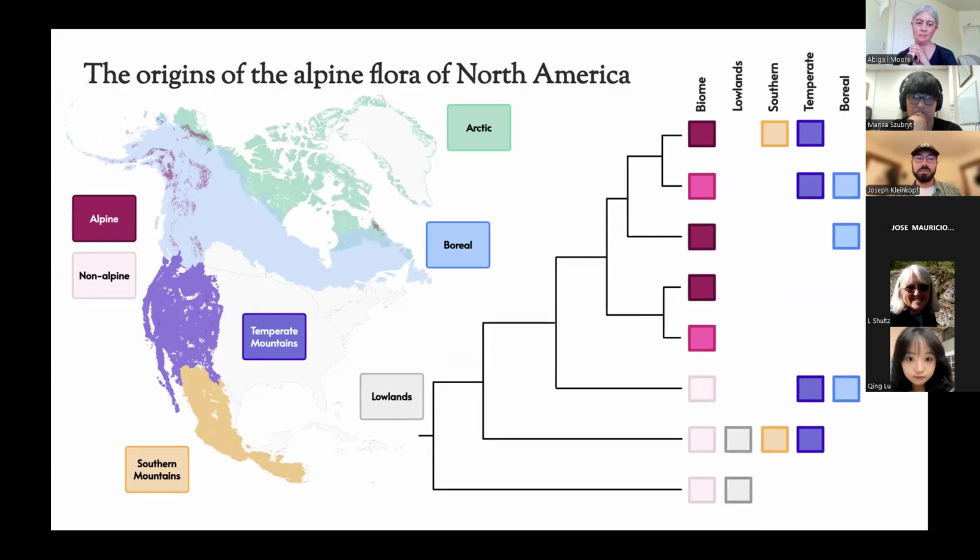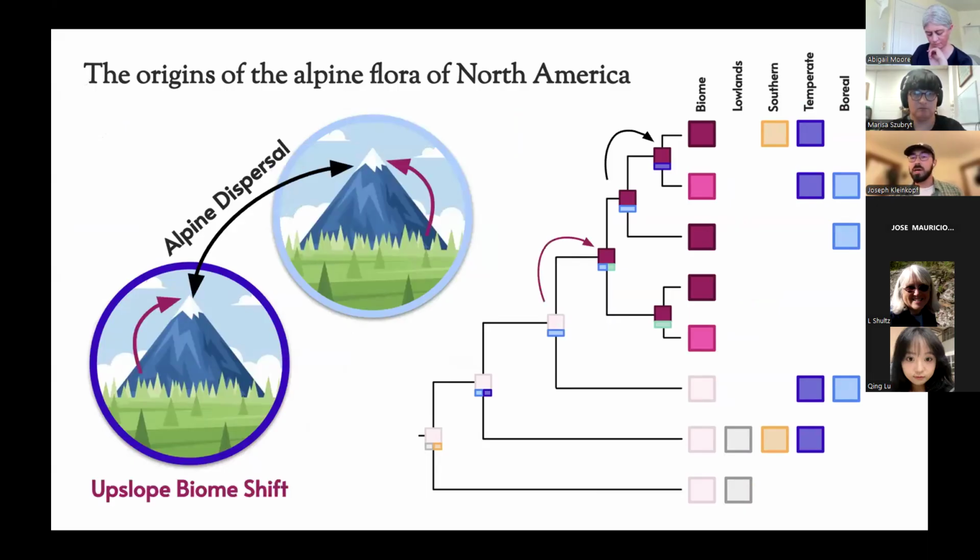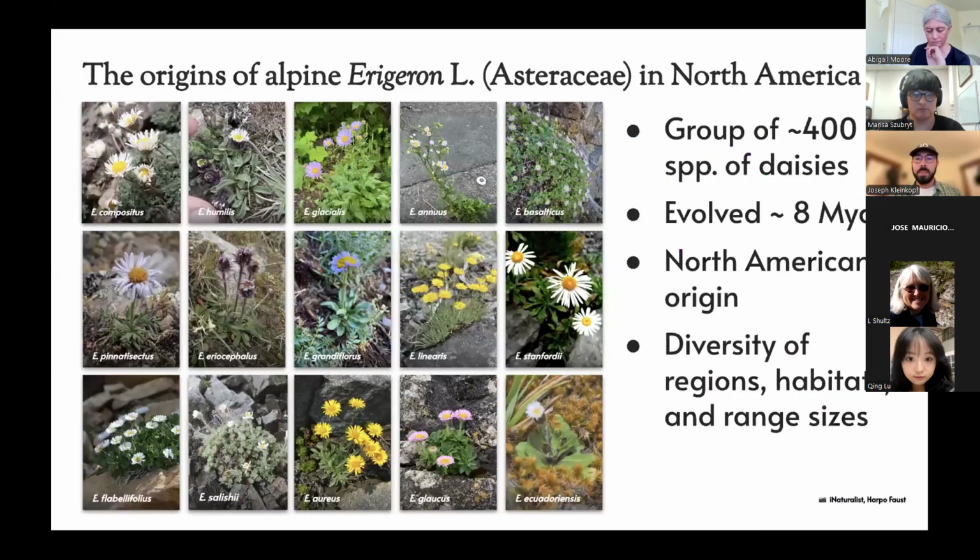And the idea is to use ancestral character state mapping to go back in time and assign what we think these nodes could have been. And then from there, we can count the number of times we find an alpine to alpine dispersal event, or maybe an upslope biome shift event, or alpine speciation events. And so that's the general framework that I'm working with.